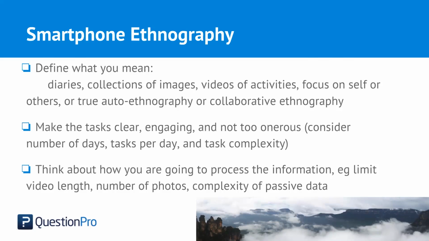Make the tasks really clear and engaging for the people who are going to be collecting the data, the members of your community. Not too onerous, so 1 or 2 tasks per day, or lots of tasks but only 1 day, or 1 day a week for 4 weeks, quite a large task. Think about how you're going to process the information. So you're going to have to limit the video length at the moment, and the number of photos and the complexity of the passive data. Because what happens at the moment is most of that complexity is really simplified.